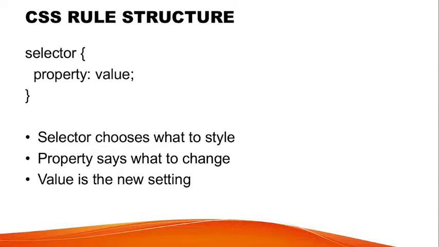Then the property says what to change. For example, do you want to change the background? Do you want to change the text color? Is it the font size you want to change? For the value, it is the actual setting you give to that property. For example, if you're changing your background color, which is the property, you can decide to say that property should have a red or a black or a blue, any color of choice.